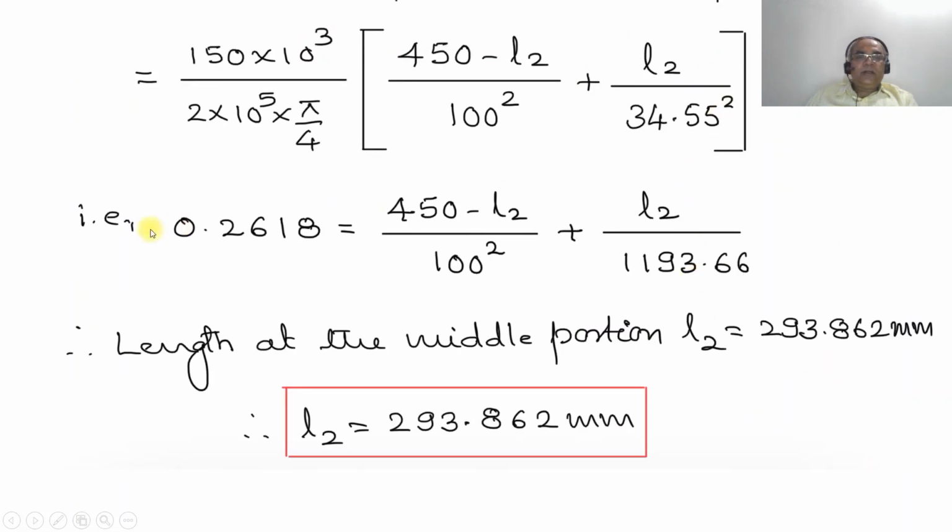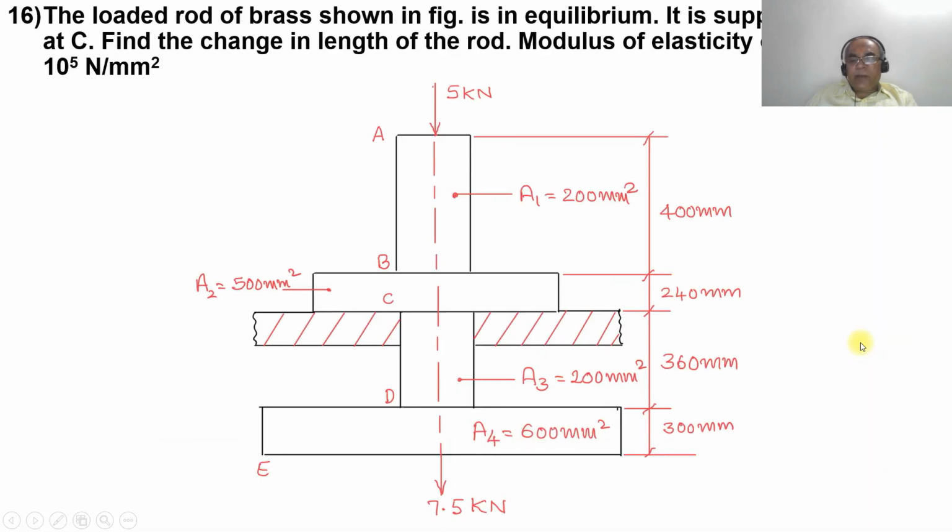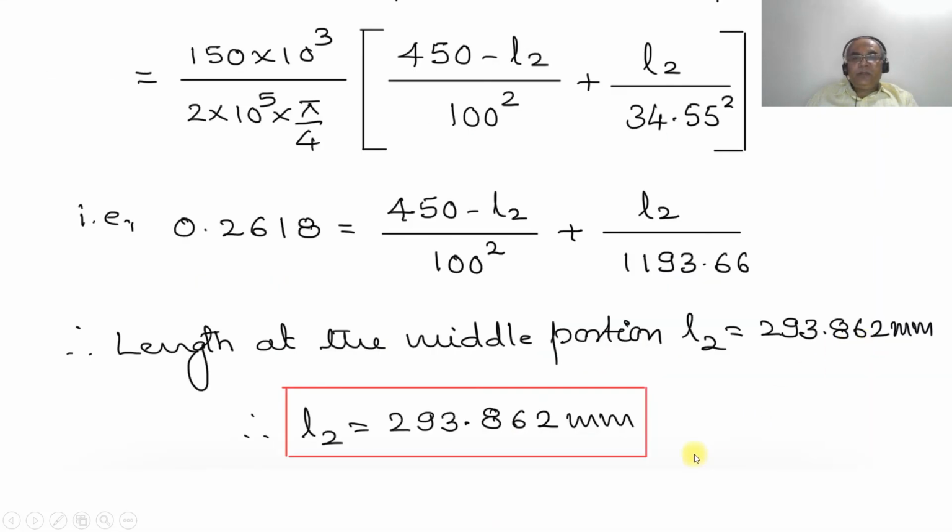On simplification, you get 0.2618, which equals (450 minus L2) by 100 plus L2 by 1193.66. Therefore, the length of the middle portion L2 will be equal to 293.862 mm. So this is how you will be able to solve this particular problem. Thank you.